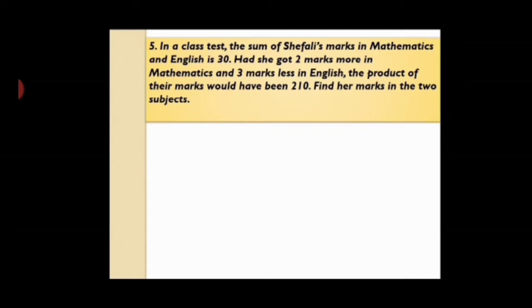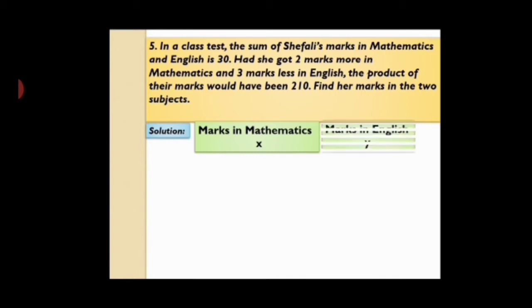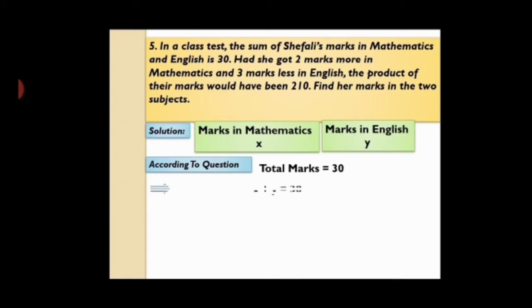Students, in this question, in the first part, it is given that the sum of Shefali's marks in mathematics and English is 30. So, first we will suppose that marks in mathematics is x and marks in English be y. And according to the question, the sum of these marks is 30. So, x plus y equal 30, and from this equation we will find the value of x. When we shift y to the right hand side we will get x equal 30 minus y. Suppose this one is your first equation.